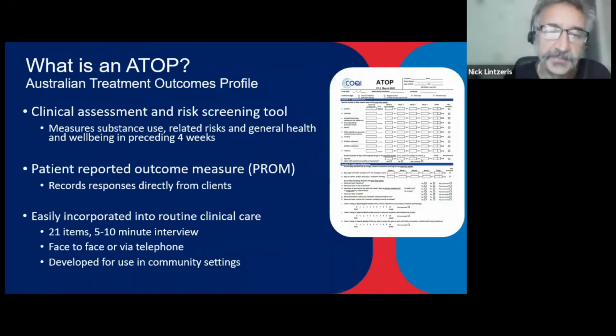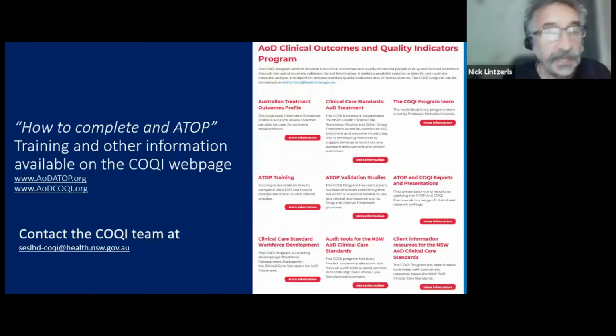And then when you start adding other scales that address other things like social well-being, quality of life, substance use, when you start to put all those scales together, they can actually start taking up a lot of time to administer each of them. And that's really one of the advantages of the ATOP. It is one scale, 21 questions, and it broadly assesses a range of health and well-being as well as substance use issues.